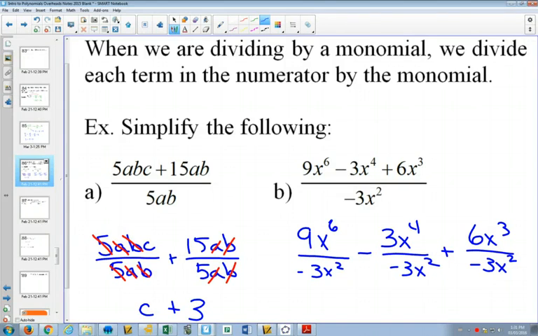And this is how we'll start. What is 9 divided by a negative 3? Positive or negative?